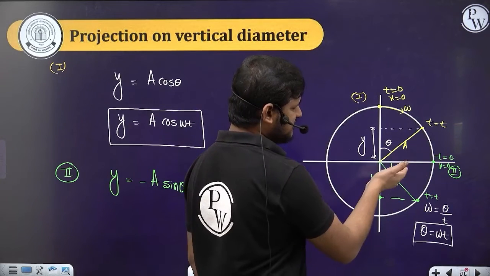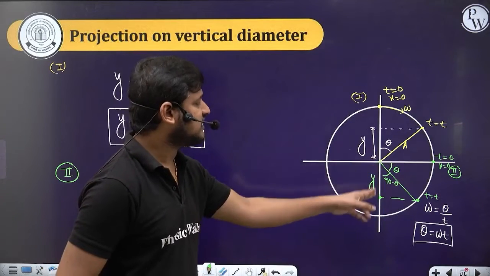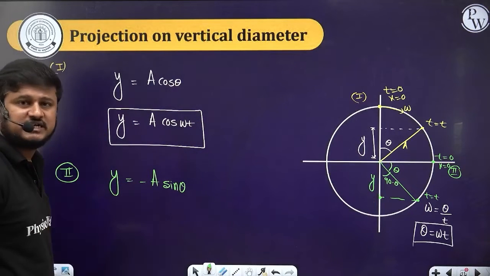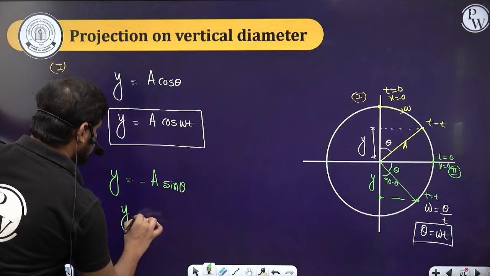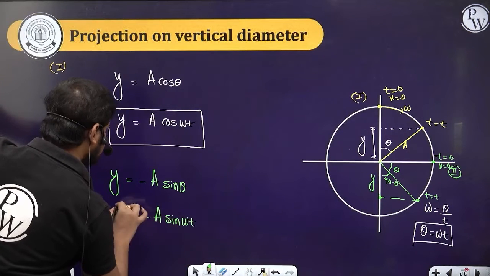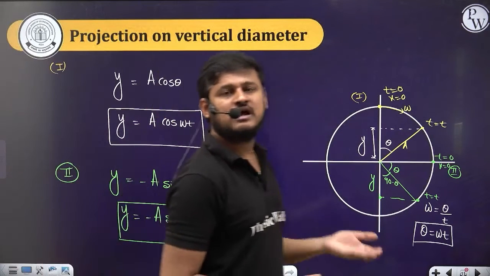Or else you can simply write, if it is theta, this will be cos theta. Sorry, sin theta, y is equal to sin theta, as it is down, I can write minus a sin theta. So then you know that y is equal to minus a sin omega t. So this is the equation for S.H.M which is starting from the mean position towards the left extreme position.